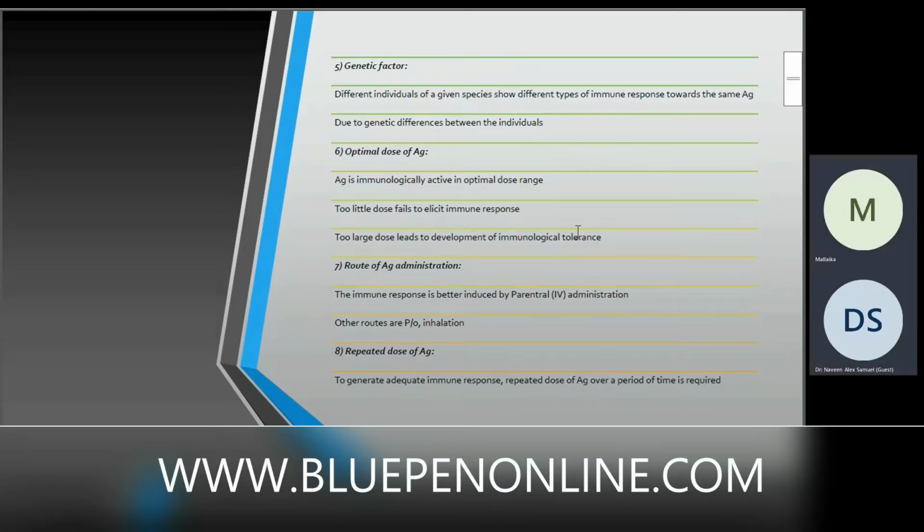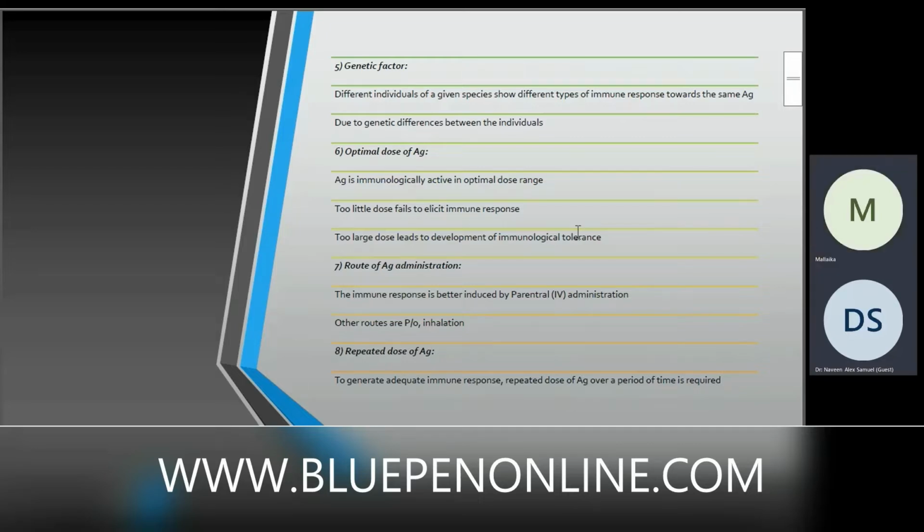The next is repeated dose of antigen. To generate an adequate immune response, repeated doses of antigen over a period of time are required. Some people have food allergies, especially to prawns. He might have a smaller quantity of prawns and it might not elicit an allergic reaction. But the same person, when he has one plate of prawns, where before he had only one spoon, that time it elicits the allergic reaction. Got it? So repeated dose of antigen is also a factor for antigenicity.